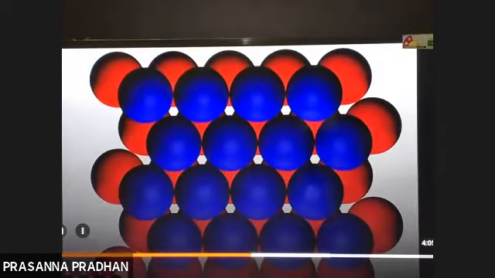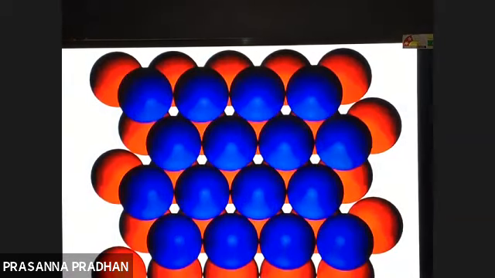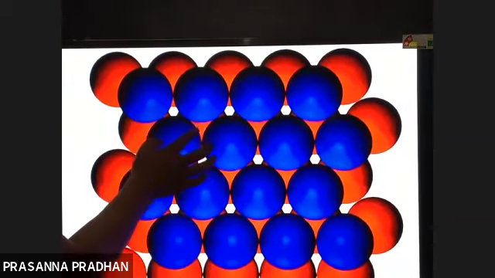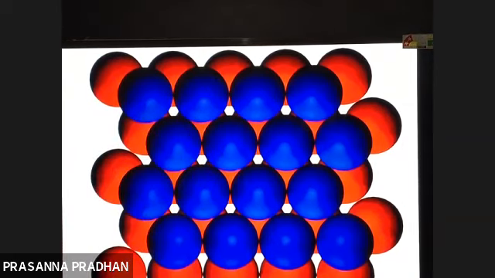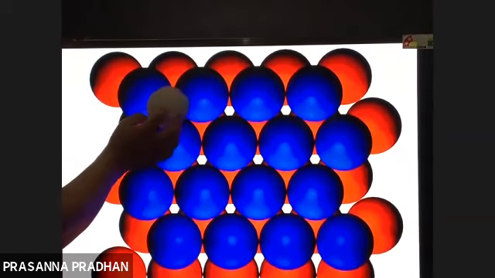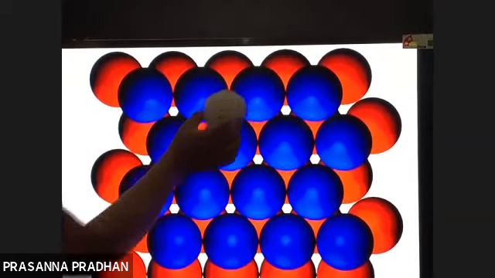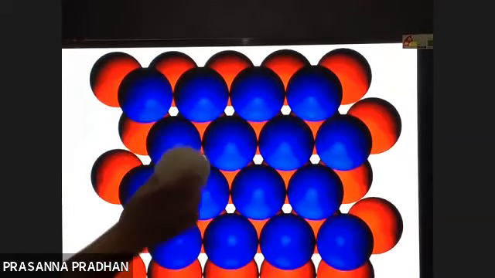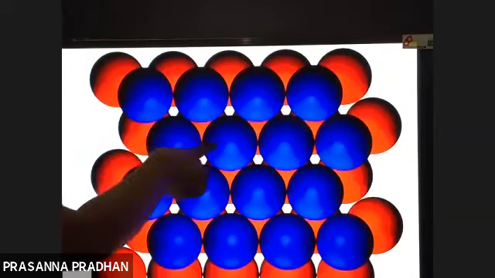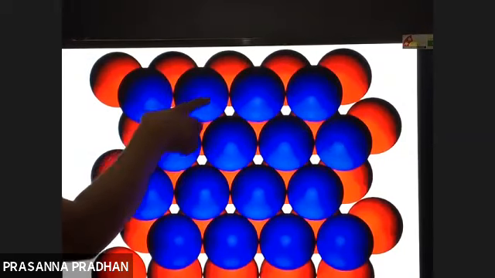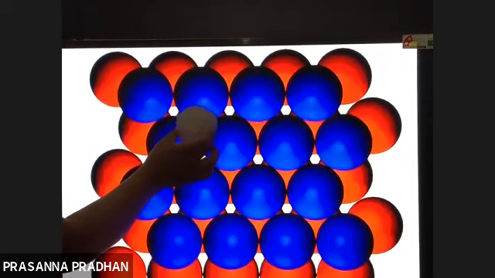Now look. Now I'll place the third layer in between the triangular voids of the second layer which are not involved in the octahedral void. Meaning, where will I place the third layer? Will I keep it out here? No. Will I keep it out here? No. Where will I keep it? I'll keep the third layer on the triangular void of the second layer.